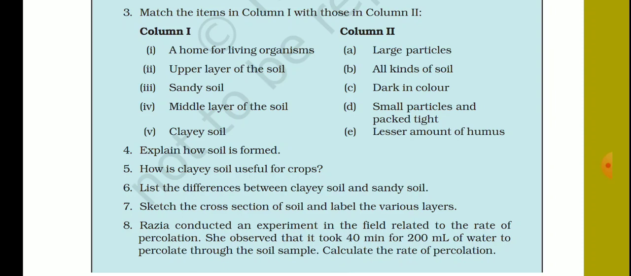So the solution will be as follows. Amount of water is equal to 200 ml. Time taken is equal to 40 minutes. Rate of percolation is equal to amount of water in ml divided by time taken in minutes. So 200 divided by 40. The answer will be 5 ml per minute. Students, the rate of percolation is 5 ml per minute, because we have to divide the amount of water in ml by the time taken.